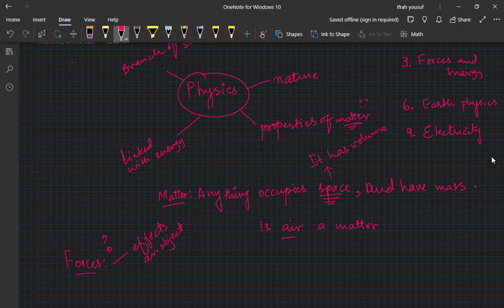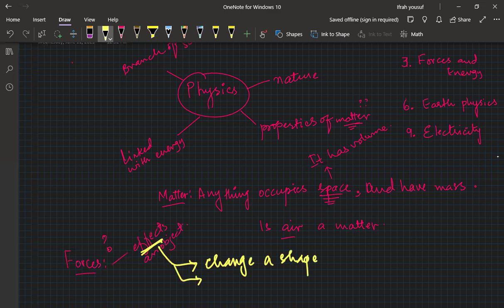ठीक है. So maybe you are talking about that whenever we apply force, ठीक है. तो आप ये कहना चाह रही हो कि फोर्स हमेशा क्या कर रही होती है? It can change a shape, yes, right? ठीक है. It can change the speed of an object. Yes, this is what you are trying to say, that forces affect an object, right? So affect in what way? Change a speed. Yes, change a speed.